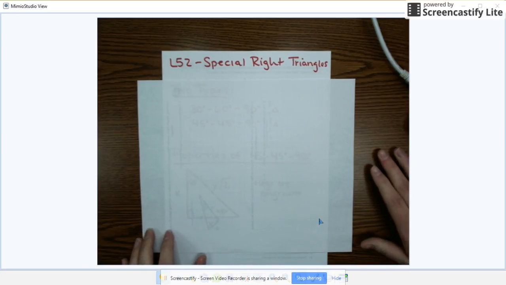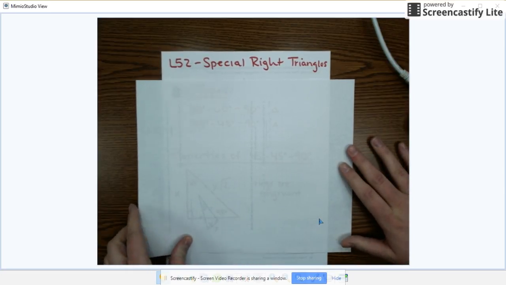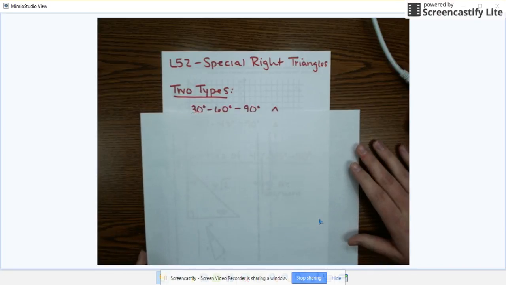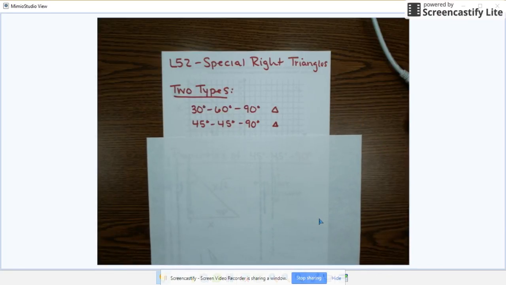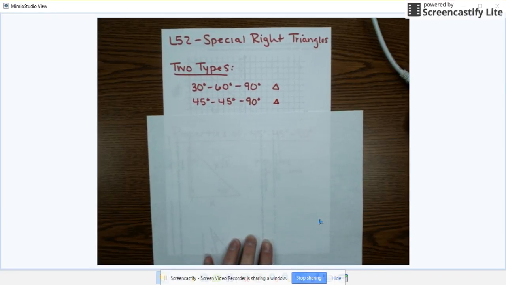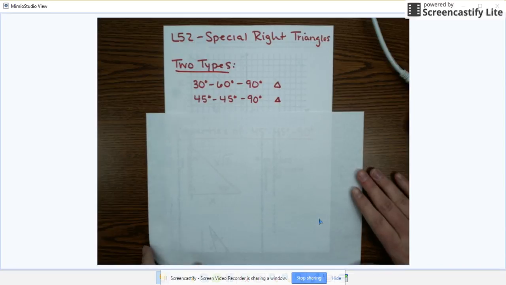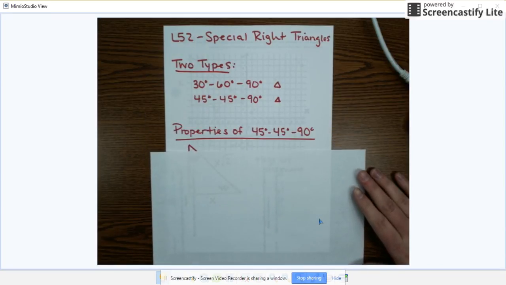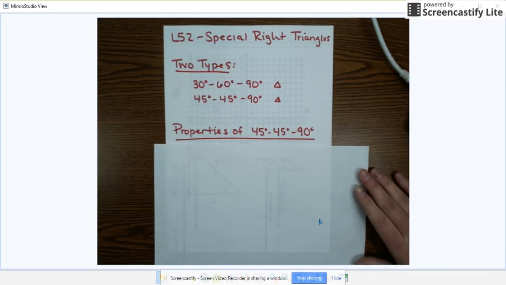Today we're going to talk about special right triangles. So there are two different types. We have 30, 60, 90 triangles and 45, 45, 90 triangles. So these are going to have some special properties or rules that we are going to follow to help solve our triangles. So the first one is a 45, 45, 90 triangle.